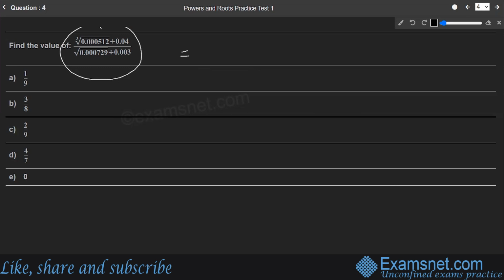How we can do that? In place of 0.000512, obviously there is a cube root thing there. In place of 0.000512, we can write just 512 divided by 10 lakh. This can be written like that. This 0.000512 can be written like this. And there was an under root of this done. And then this is divided by 0.04. Clearly 0.04 can be written as 4 by 100.